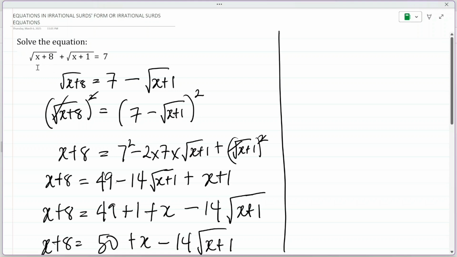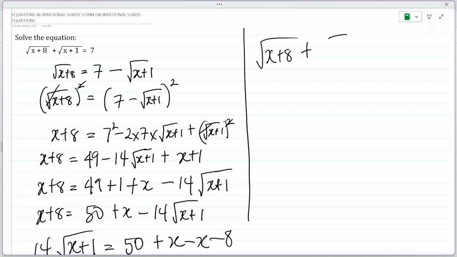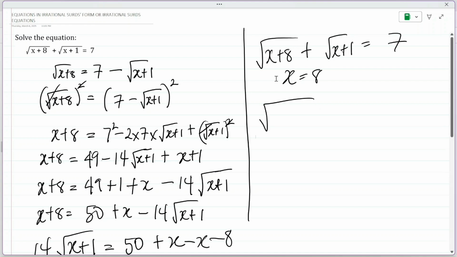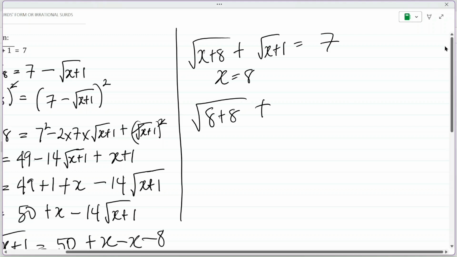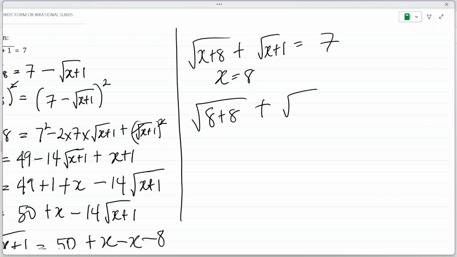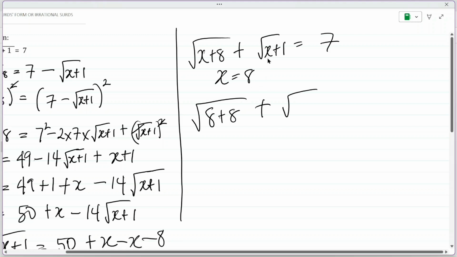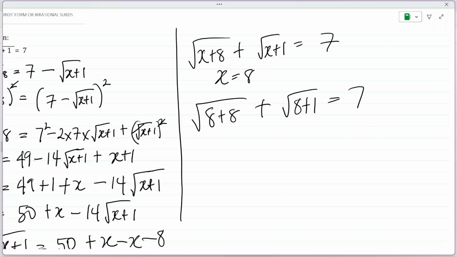Now that we know x is 8, we can confirm if it's right if we insert it into the original equation. We have root x plus 8 plus root x plus 1 equals 7. You know our x is 8. Let's see if we insert 8 into this equation, you get 7. You have root, x is 8, so you have 8 plus 8, plus, here you now have your second root. Since your x is 8, you have 8 plus 1 equals 7.